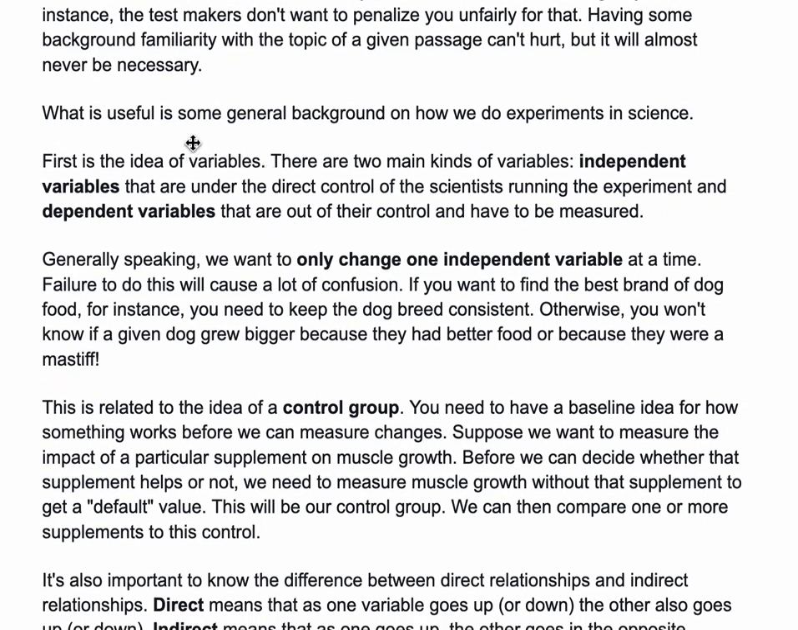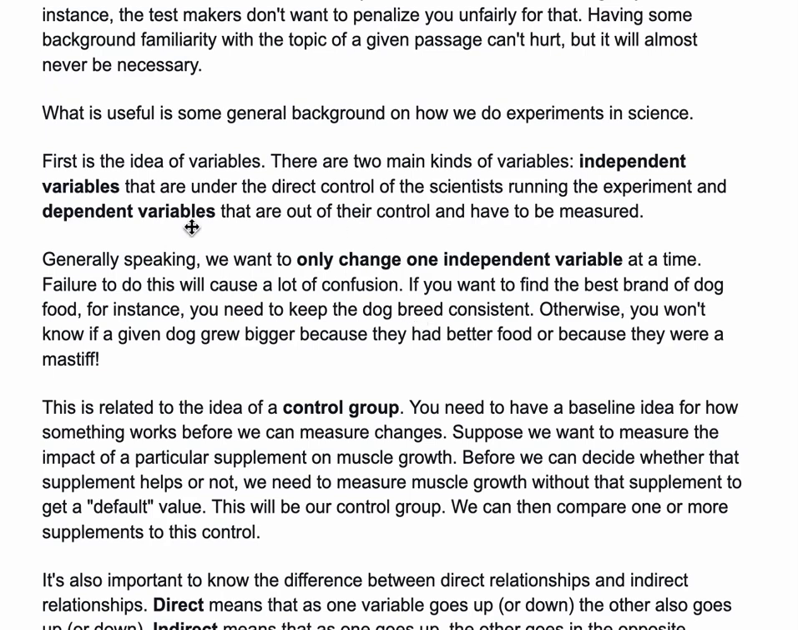So first of all, variables, right? Every experiment has variables. There are independent variables and dependent variables. The independent variables are the things that are set up in the beginning of the experiment and don't change, right? So they're under direct control of the scientists, okay? So for example, if you want to find the best brand of dog food, then one independent variable might be the breed of the dog, golden retriever, okay? And we're going to set that up and it's going to be a golden retriever the whole time.